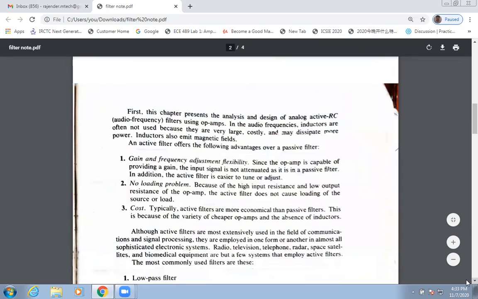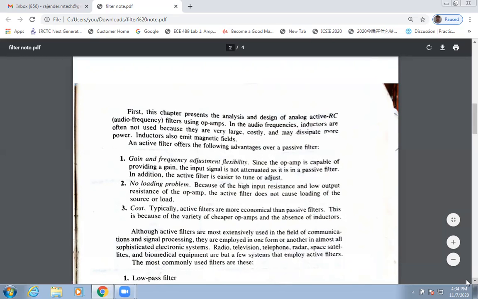And active filters offer the following advantages over a passive filter. Number one, gain and frequency adjustment flexibility. Since the op-amp is capable of providing gain, the input signal is not attenuated as it is in a passive filter. In addition, an active filter is easier to tune or adjust. We can adjust the gain of the op-amp just by changing the feedback resistor and the input resistor in the op-amp configuration.